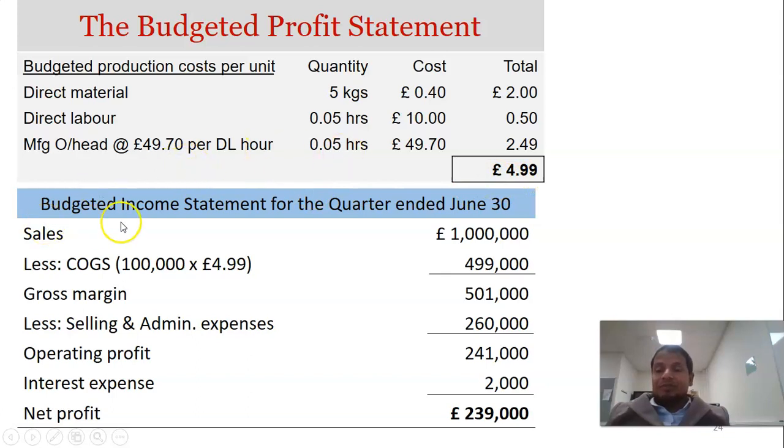So, the budgeted income statement. Sales is 1 million. Cost of goods sold: how many units you sold, 100,000, multiplied by this cost. If you deduct it, you'll get gross profit. Then sales and administrative expense: if you deduct 260,000 total sales and administrative expense, and deduct interest expense, this is the net profit, 239,000.